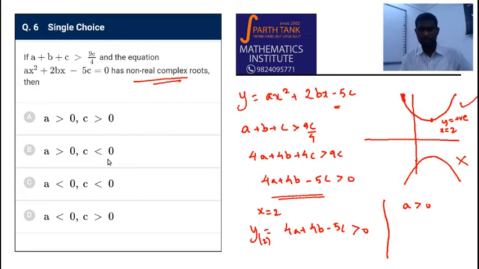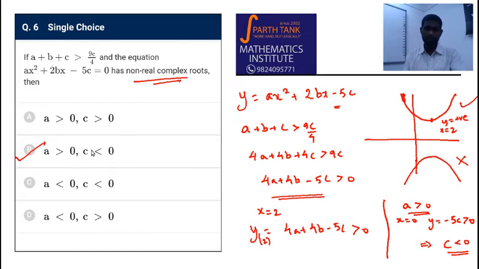What can we say about c? Now we know that the parabola is always positive. Therefore, at x is equal to 0 also, we get y is minus 5c. This should also be greater than 0. This would give us that c should be less than 0, or c is negative. A should be positive and c should be negative for this condition to work. So a is positive, c is negative is b. So the answer is option B, a positive and c negative.